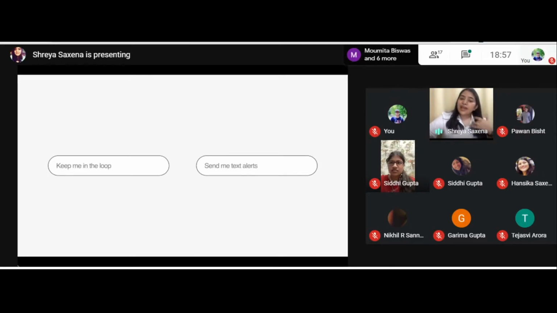But let's say I'm designing for my parents, or an application that has a target audience of more senior people. Will they be able to understand what keep me in the loop means?